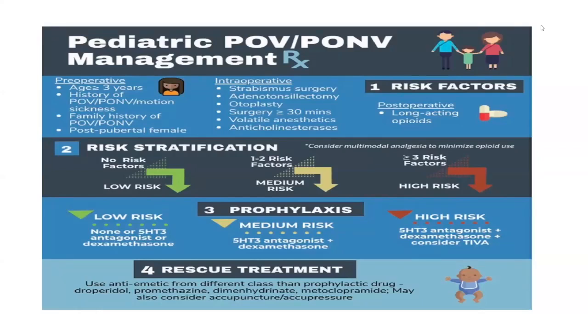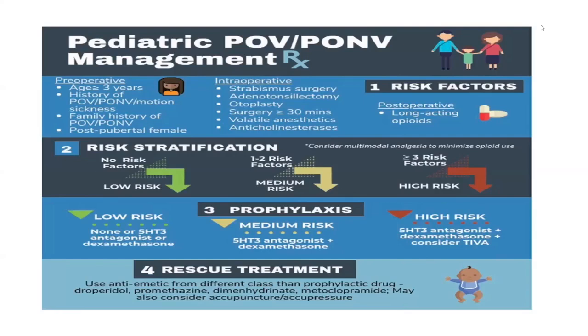So if there's no risk factor, then they become low risk. But if there's one or two risk factors, they become medium risk. And if there's more than 3 risk factors, they become high risk. So then what do you do when you stratify these patients? You then have to treat them prophylactically. So if it's low risk, you can only give a serotonin antagonist or just dexamethasone on its own.